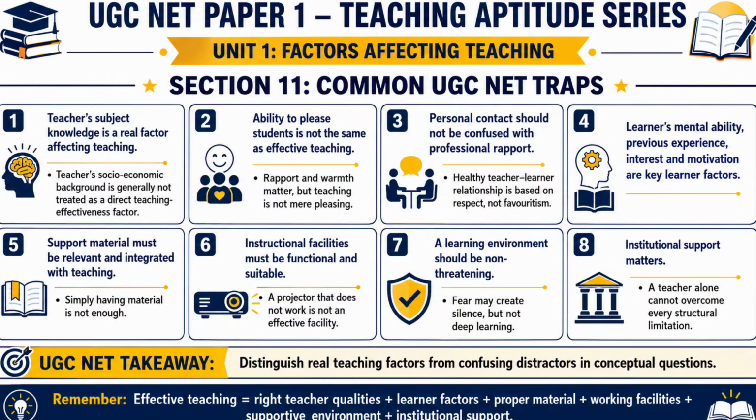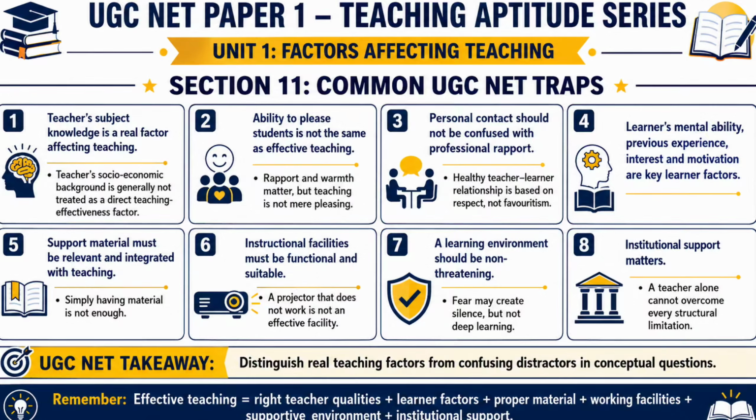Second, teachers' ability to please students is not the same as effective teaching. A teacher should have rapport and warmth, but teaching is not about pleasing students. Third, personal contact with students should not be confused with professional rapport. A teacher should build a respectful teacher-learner relationship, not personal favoritism. Fourth, learners' mental ability, previous experience, interest, and motivation are important learner characteristics.